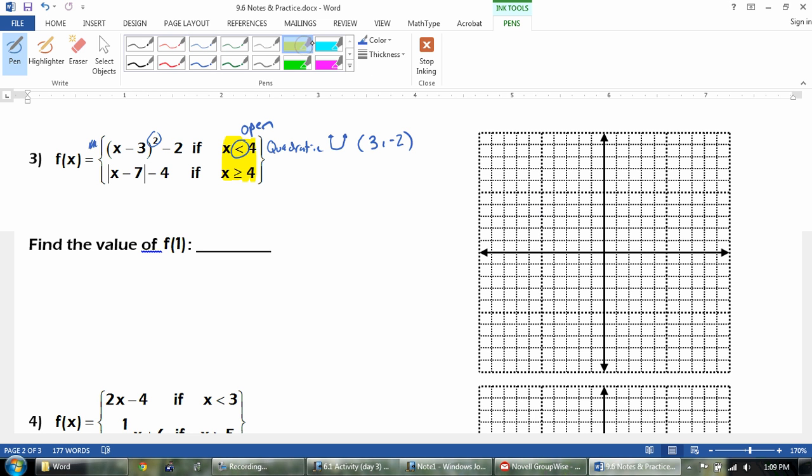So let's take a look. At (3, -2), it's where I start. When I go up 1 over 1, I hit the domain right away, okay? That's our limit, so I have to be open, and then I'm just going to go in the other direction now. I'm going to finish my graph.